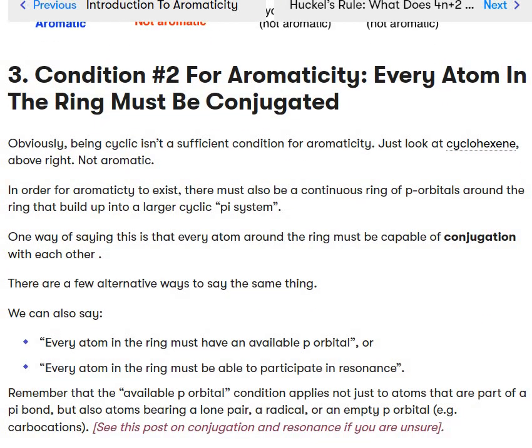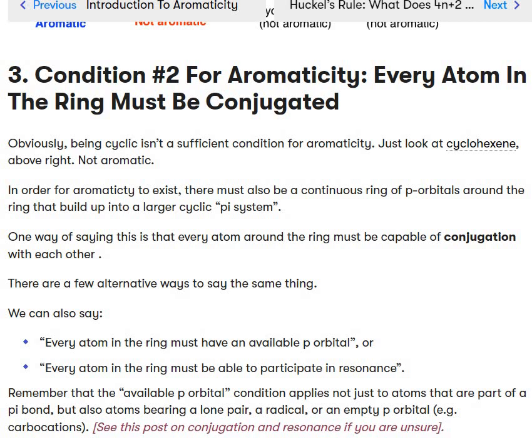Now condition 2 for aromaticity: every atom in the ring must be conjugated. Obviously, being cyclic isn't a sufficient condition for aromaticity. Just look at cyclohexene above, not aromatic. In order for aromaticity to exist, there must also be a ring of p orbitals around the ring that build up into a larger cyclic pi system. One way of saying this is that every atom around the ring must be capable of conjugation with each other.